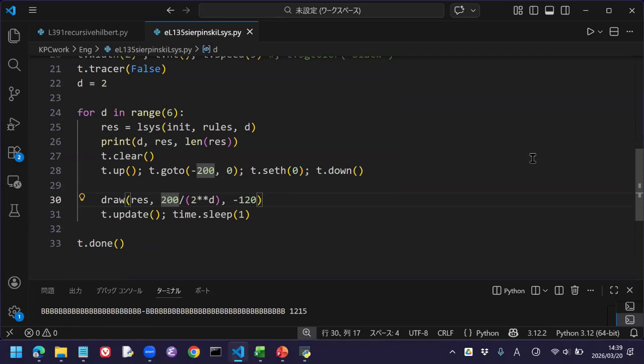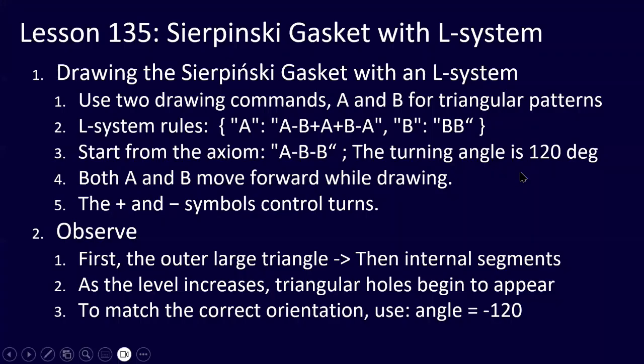Sierpinski gasket. Very good. I hope you like this. We have shown that using very simple rules, we can draw Sierpinski gasket. Next time, we will see another way to draw Sierpinski gasket. Be sure to come back.